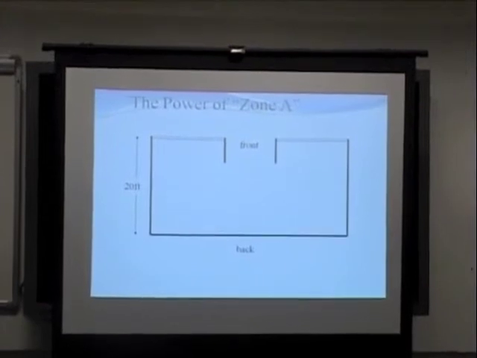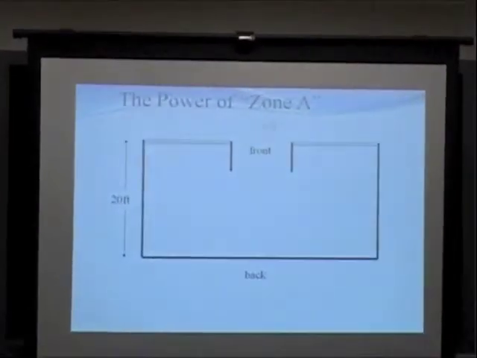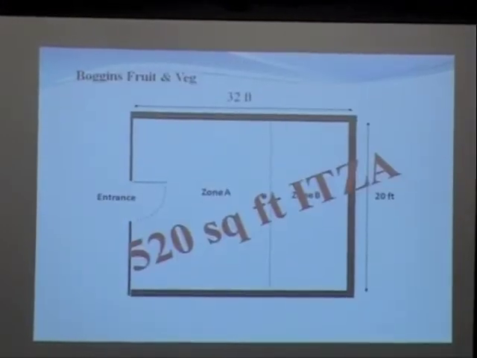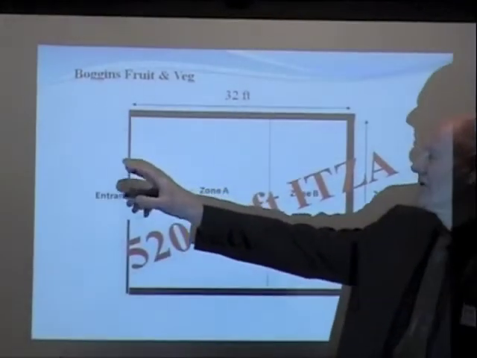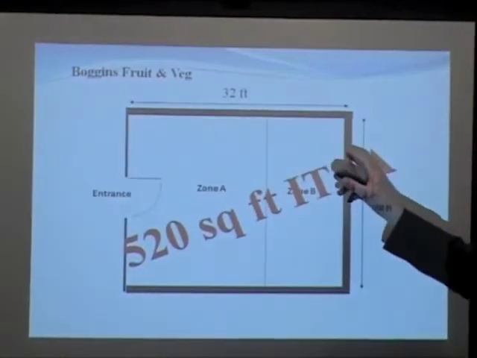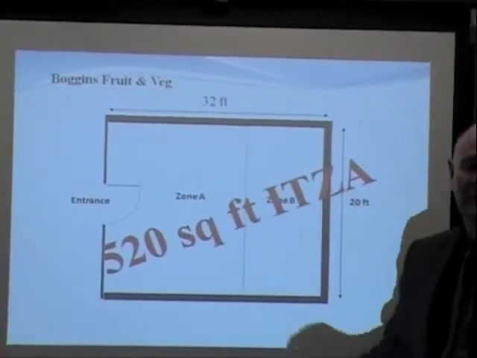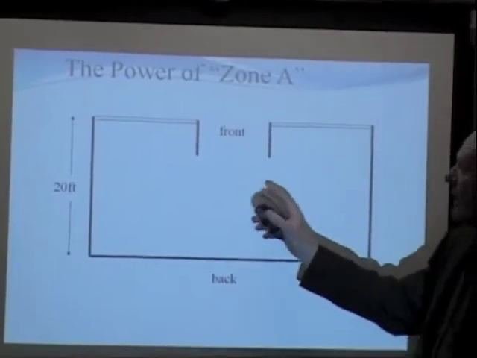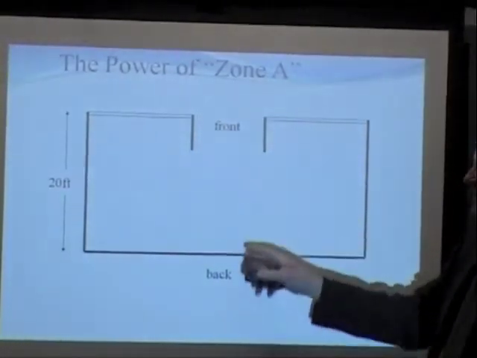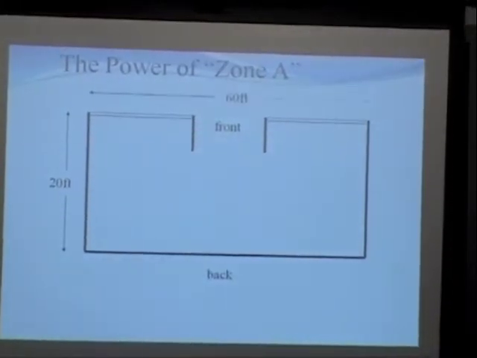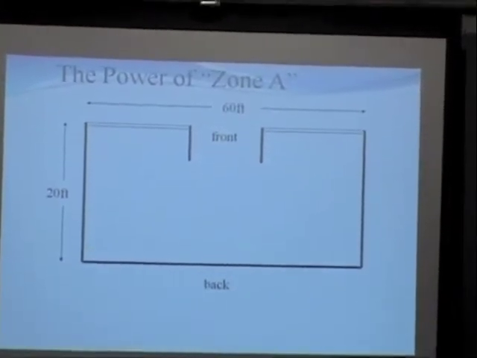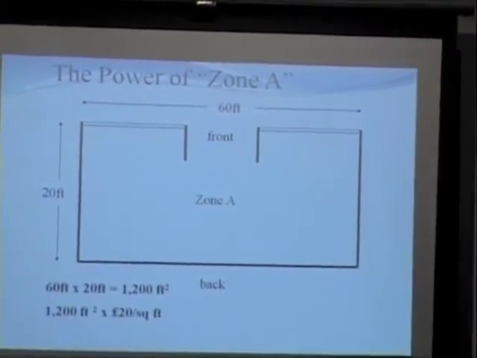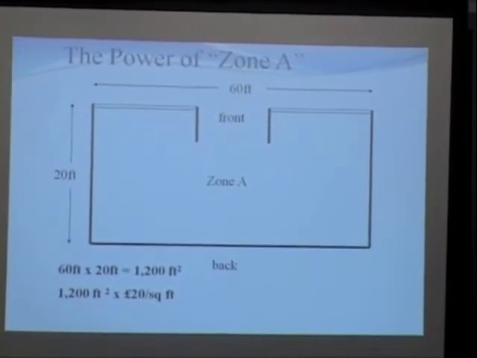Zone A is a wonderful thing, because if you take that last slide, you can see that this shop, because the shop window is there, and it goes back quite a long way, has a zone A and a zone B. Sometimes the shop's the other way around. It's actually not very deep, but very wide. So there's the front of the shop, it's only 20 foot deep. It's all zone A. There is no zone B. The whole lot's zone A. And that means, if you multiply 20 by 60, it's 1,200 square feet of zone A.